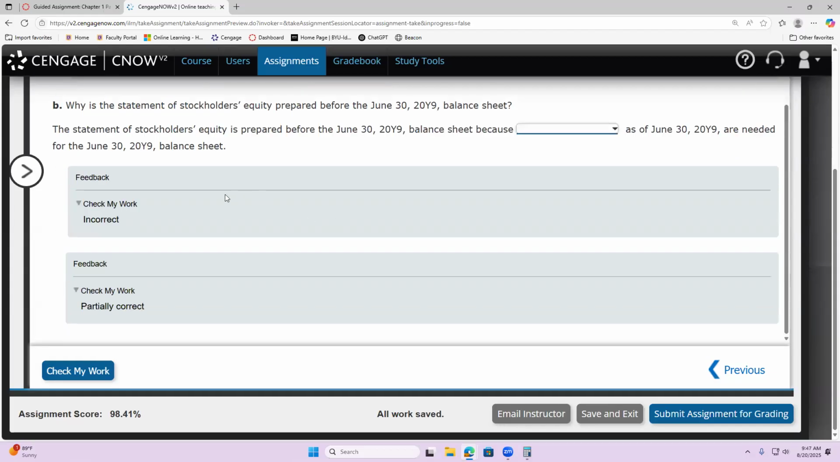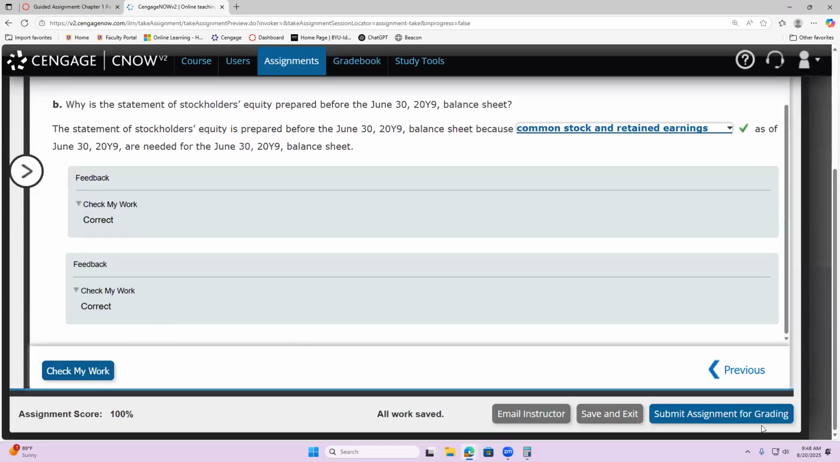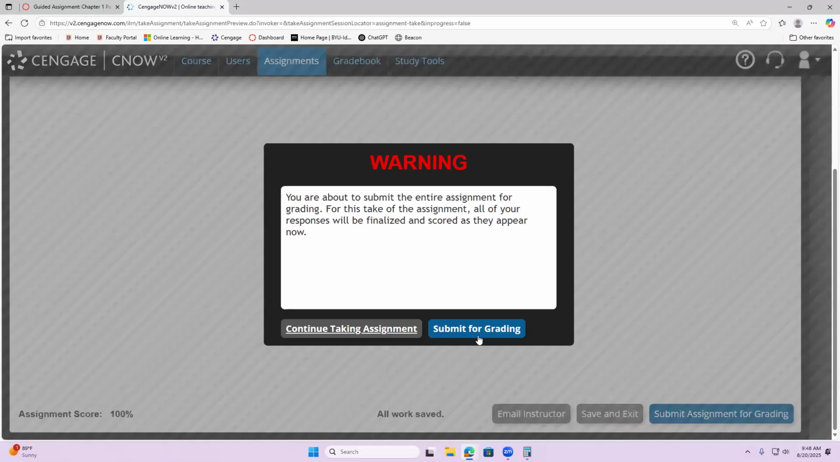So when we make the balance sheet, we can put them in there. So it's going to say something like: the statement of stockholders' equity is prepared before the June 30th, 2019 balance sheet because the equity balances as of June 30th are needed for the June 30th balance sheet. And we'll say common stock and retained earnings, right? Those equity items are going to be needed. Bam. We've got an easy 100%. We submit it for grading.